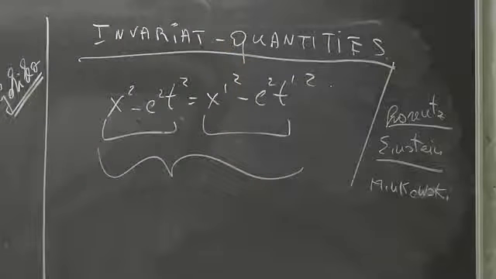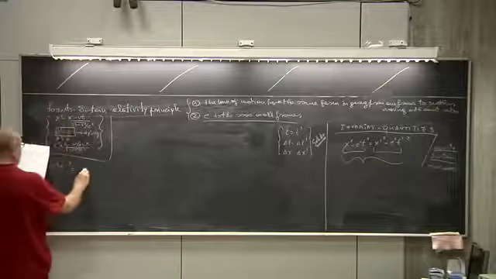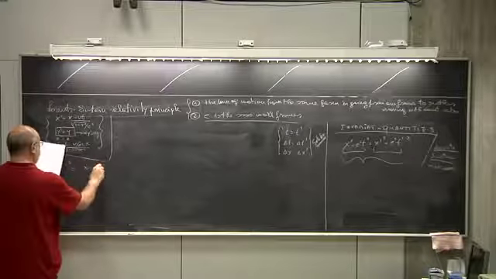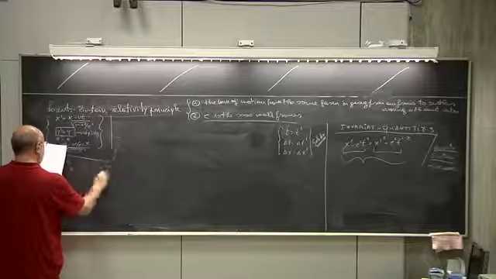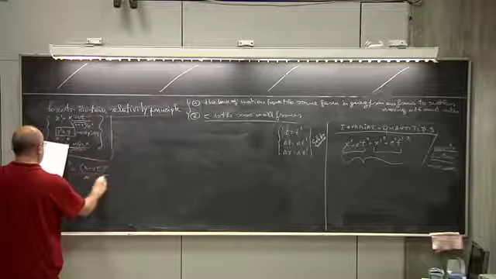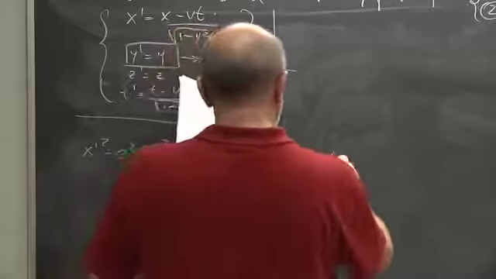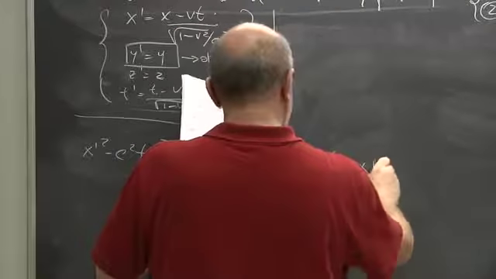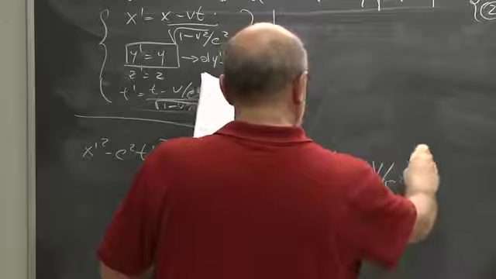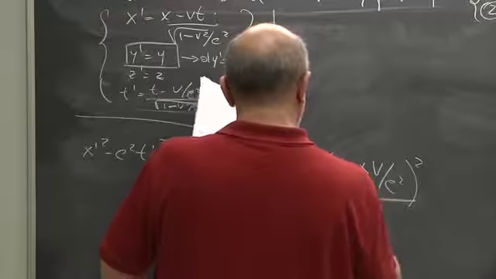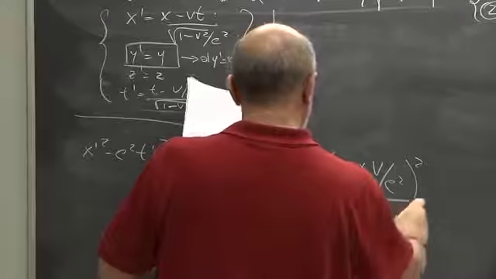So let's start and do that calculation. Let's take the right-hand side, x prime squared minus c squared t prime squared, and insert this. We get (x minus vt) squared over (1 minus v squared over c squared), minus c squared (t minus xv over c squared) squared over (1 minus v squared over c squared).